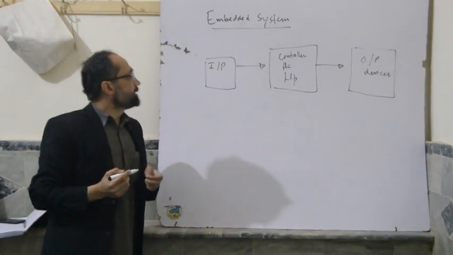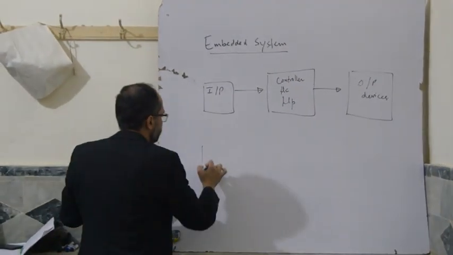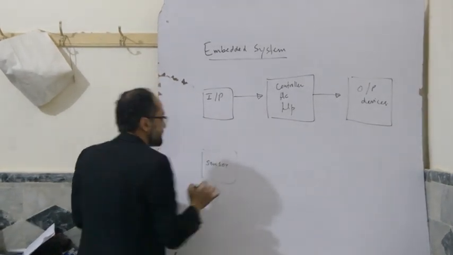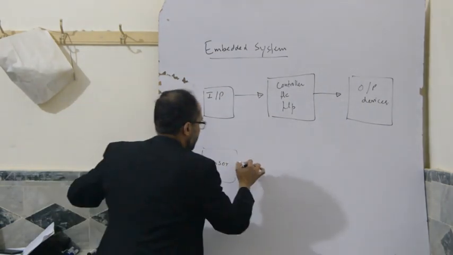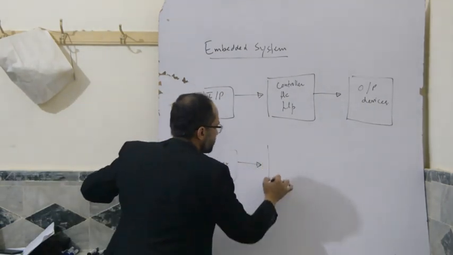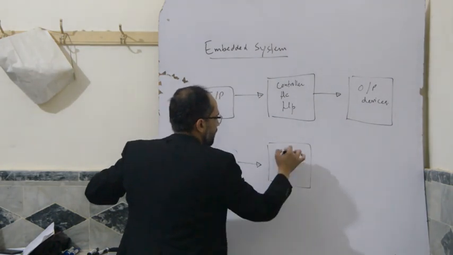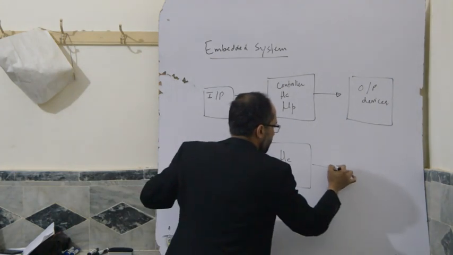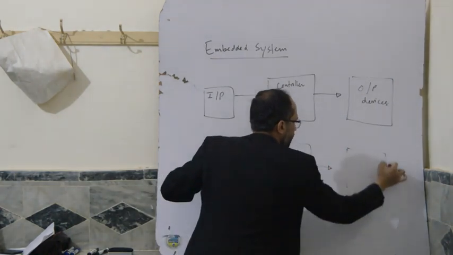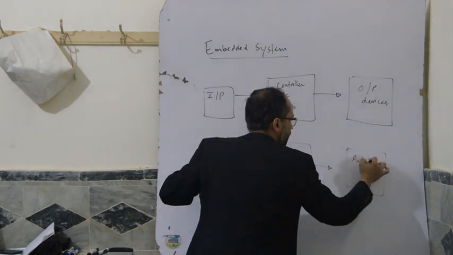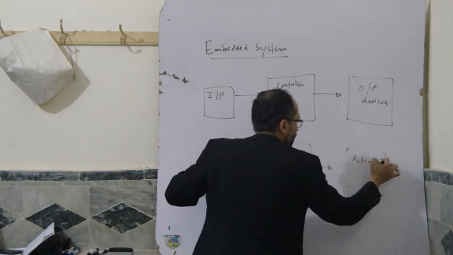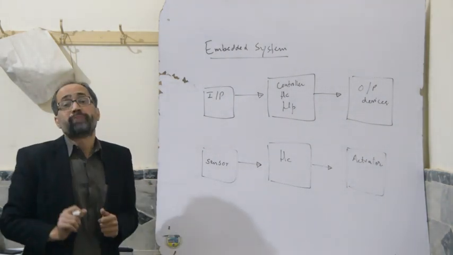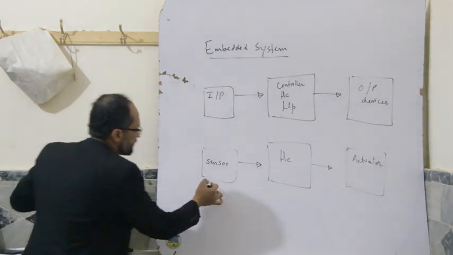A typical example of these devices is, let's assume we have a sensor. A sensor is an input device. It is connected to a microcontroller or microprocessor, and then it is typically connected to an actuator. So what is a sensor? A sensor takes input from the environment. So what are different examples of sensors?